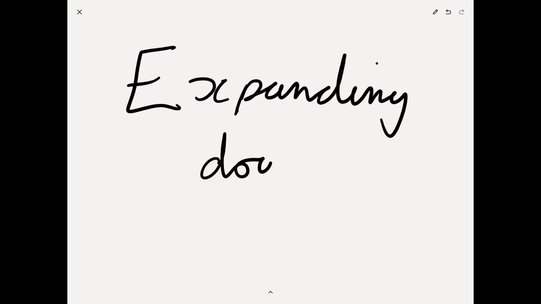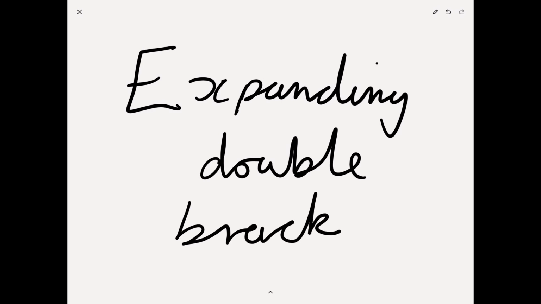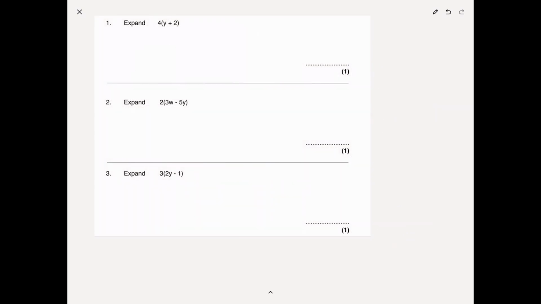We're going to look to build on a method we've covered of expanding single brackets and then extend that to expanding double brackets also. The method for expanding single brackets I am most personally a fan of is to use the grid method.